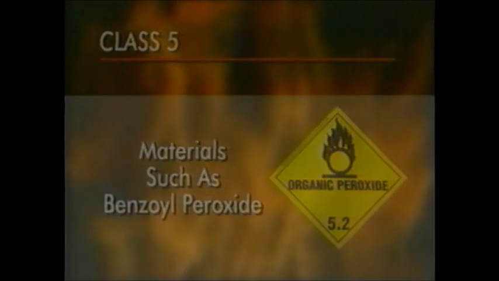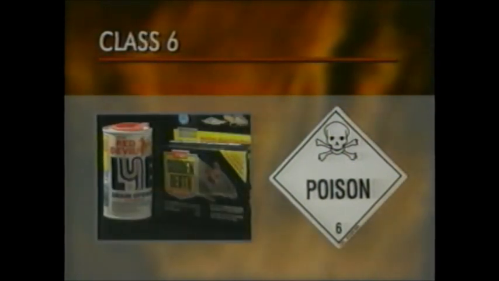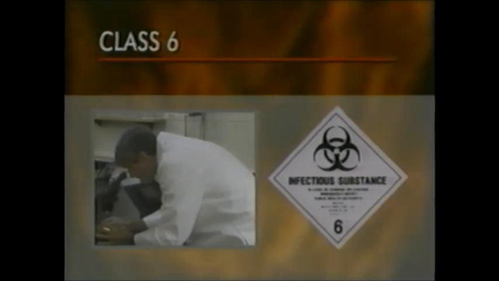Class 6 is divided into Division 6.1, poison or toxic materials, and Division 6.2, infectious substances. Poisons such as sodium cyanide and parathion may cause injuries, even death, if swallowed, inhaled, or absorbed through the skin. Infectious substances include viruses or bacteria that may cause disease in humans or animals.